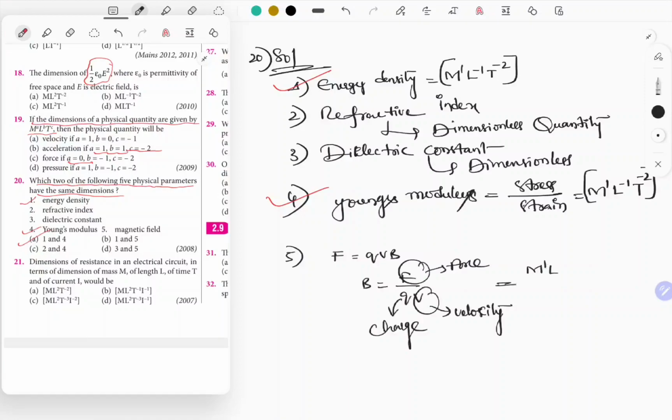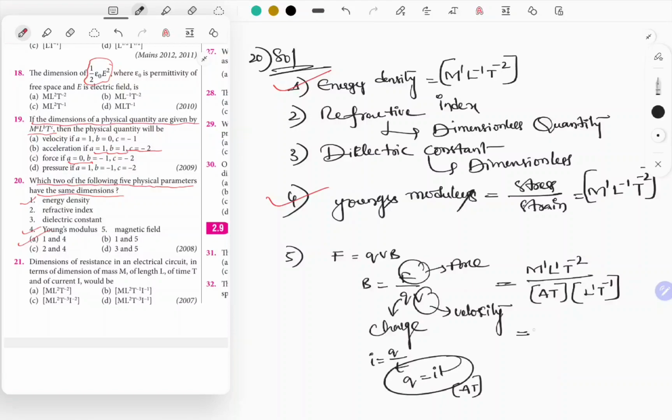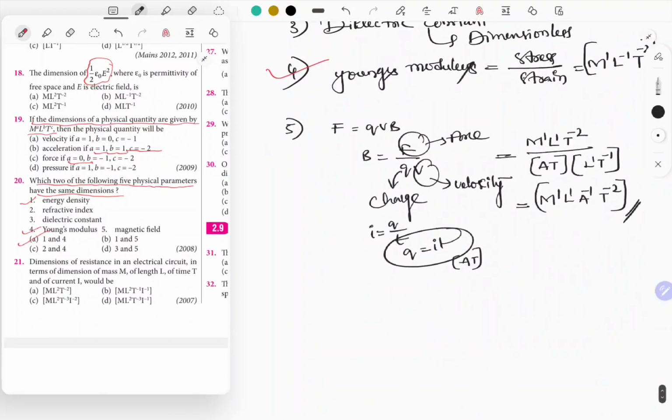From this we can write down the dimensional formula. It is M power 1 L power 1 T power minus 2 divided by the charge dimensional formula. I is equal to Q by T, then Q is equal to I into T. Then the dimensional formula for charge is A into T. What about the speed or velocity dimensional formula? It is going to be L power 1 T power minus 1. So finally the dimensional formula for magnetic field is going to be M power 1, T into T power minus 1 will get cancelled, L power 1 is there, A power minus 1 T power minus 2. This is the dimensional formula for magnetic field.